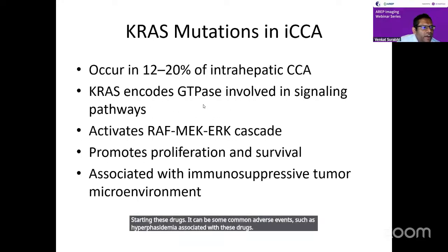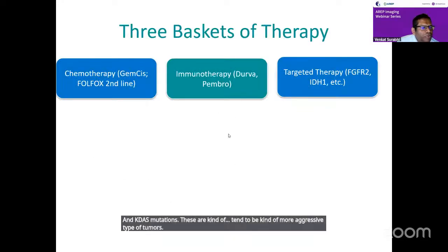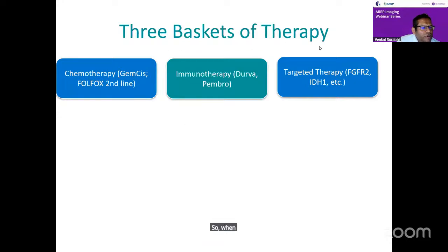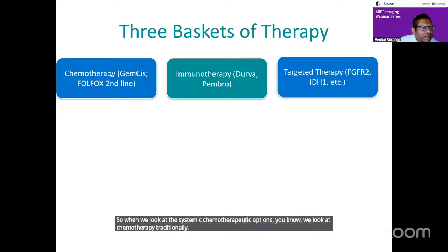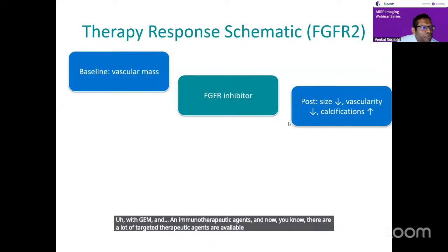And KRAS mutations tend to be a more aggressive type of tumor. So when we look at the systemic therapeutic options, we look at chemotherapy traditionally, with GEM and immunotherapeutic agents. And now, there are a lot of targeted therapeutic agents available.